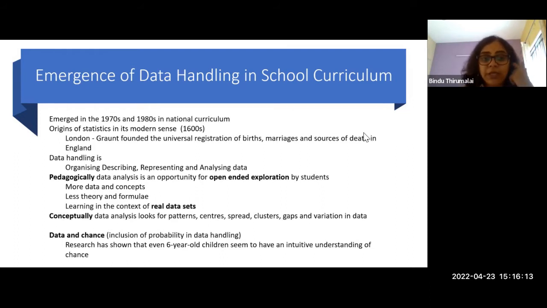I'll just pause here in case anybody has any comments or questions. I have sent it in the chat box. Yeah, it's there. Can you read, Bindu? Yeah, what is the exact difference between content and data, content pedagogically?